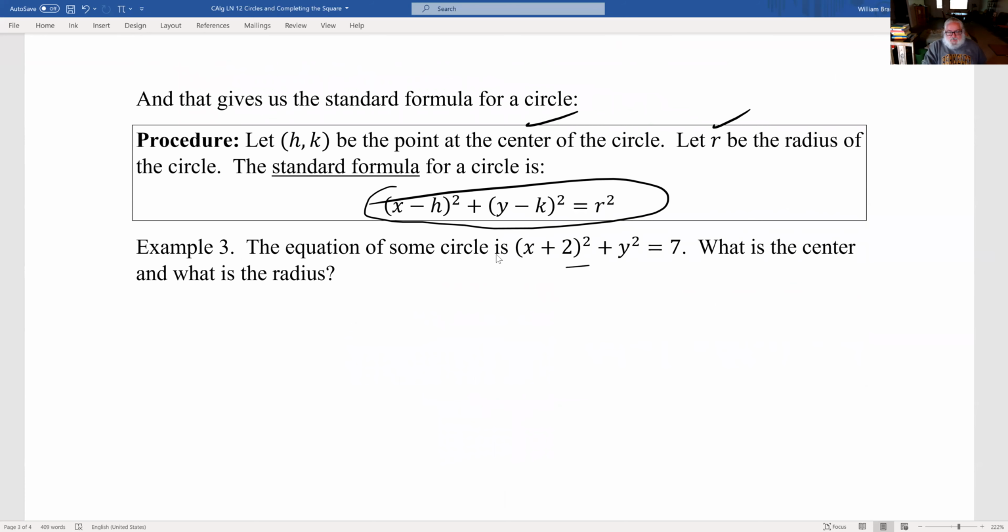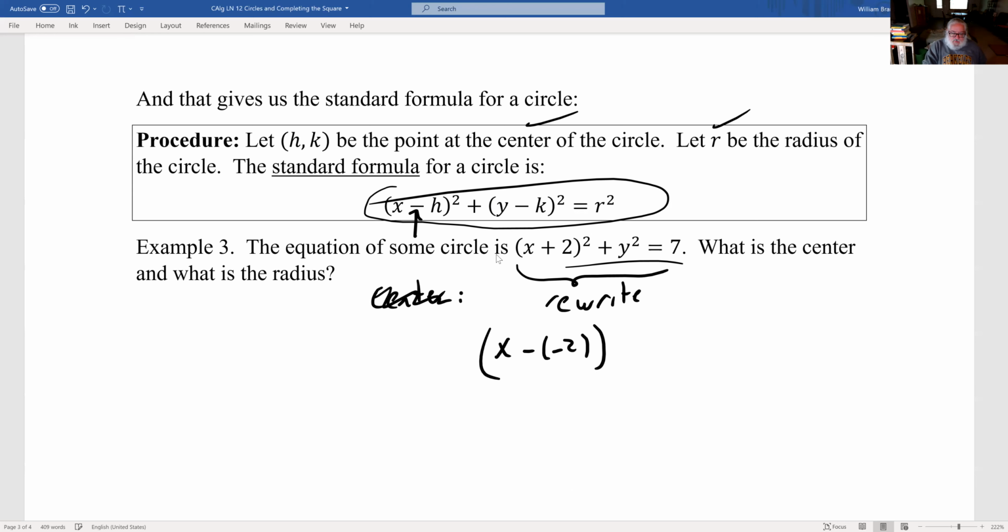So if we have this formula, what's the center? We have to be a little bit careful here because there's a sign. That's a minus sign here. So before we find the center, let's rewrite this. It's x minus minus 2 quantity squared plus y minus 0 quantity squared equals 7.